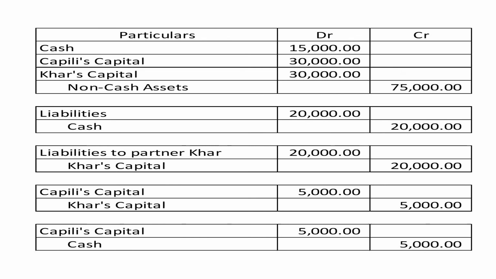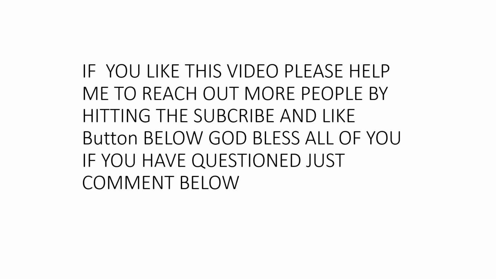Okay? So let's take a look at the entries. For entry number 1, it's still the same. For entry number 2, it's still the same. For number 3, it's still the same. But for number 4, it's now different. On our previous slide, we debited cash. But for this one, it's Kapili capital, because Kapili capital would now be the one shouldering the deficit balance of car. Okay? For entry number 5, it's still the same. Okay? So that's it for today.